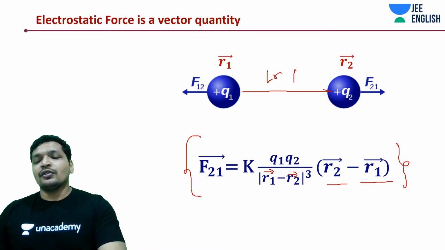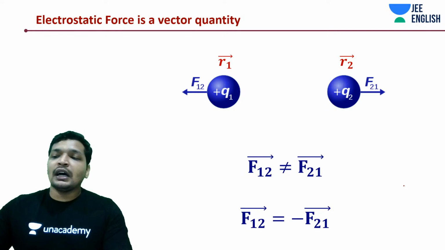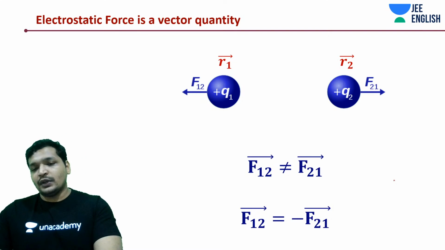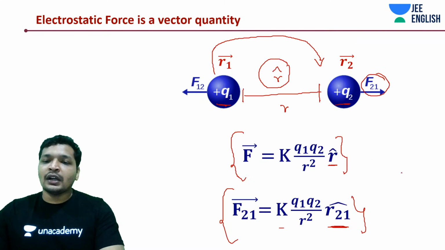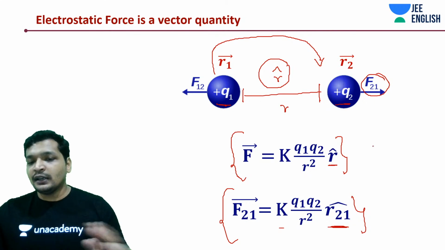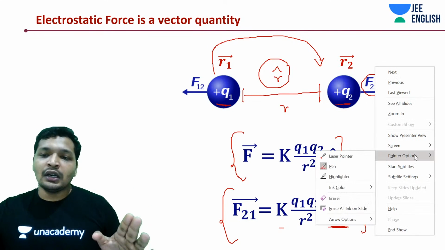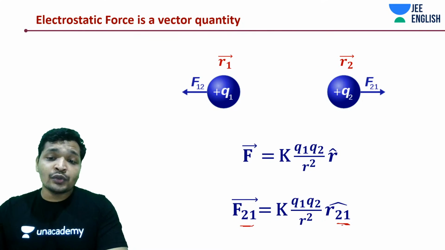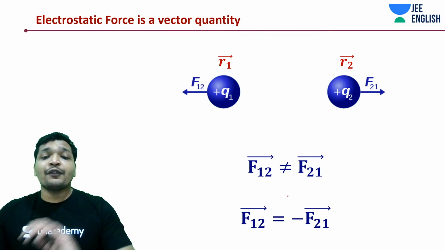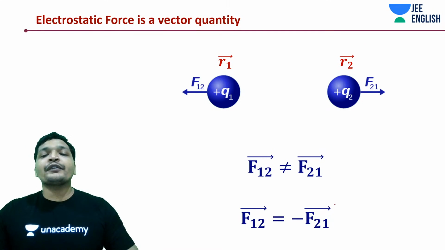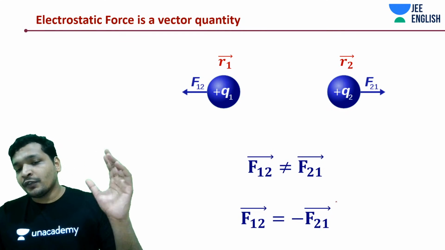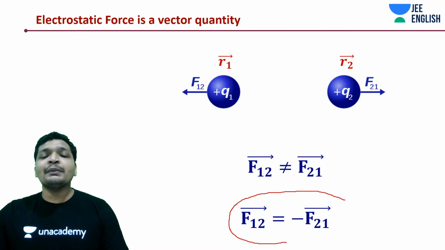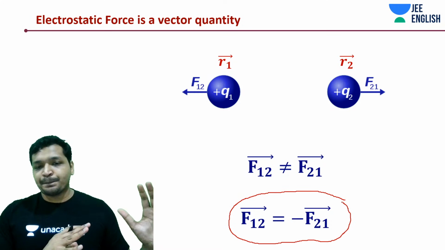So that is all about Coulomb's law. But do remember, guys, F12 is not equal to F21, since R12 is not equal to R21. The only difference is R12 and R21, right? You notice this part. If it was F12, it would have been R12. Since R12 is not equal to R21, and these are vector quantities, F12 is not equal to F21. But rather, R12 is equal to minus R21.